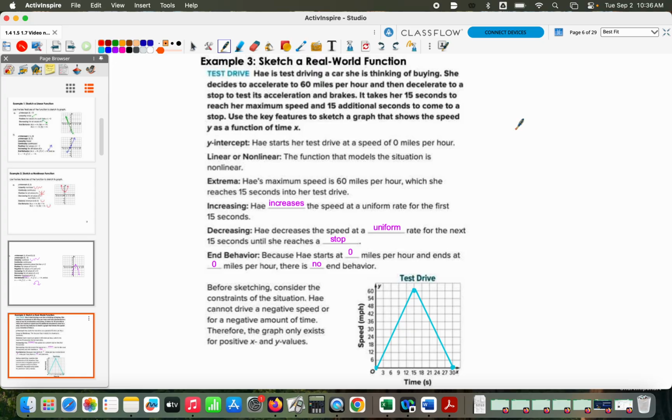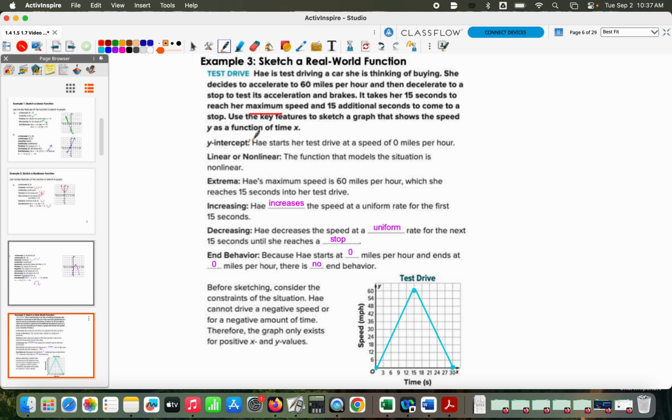So we get this test driving a car. She's thinking of buying. She decides to accelerate to 60 miles per hour and then decelerate to stop to test acceleration and brakes. It takes her 15 seconds to reach her maximum speed. So we got kind of keywords in there. And 15 additional seconds to come to a stop. So kind of get some ideas of time. 15 seconds and then another 15 seconds. So 30 seconds all total. Start to think about that.